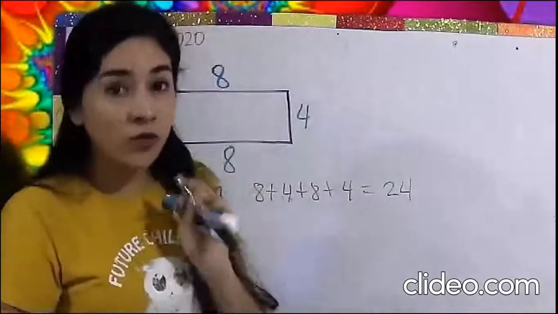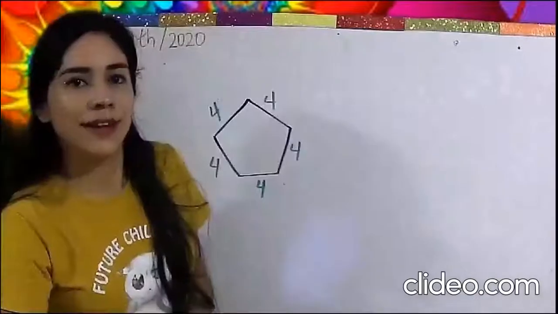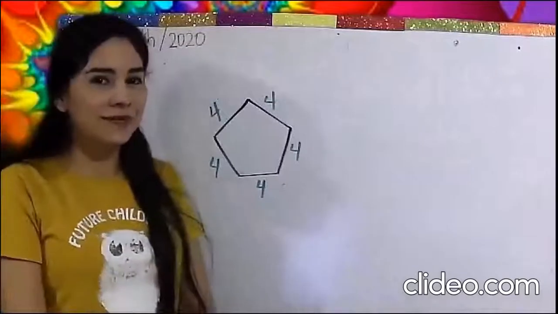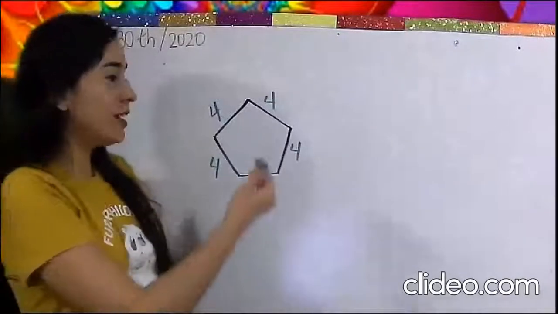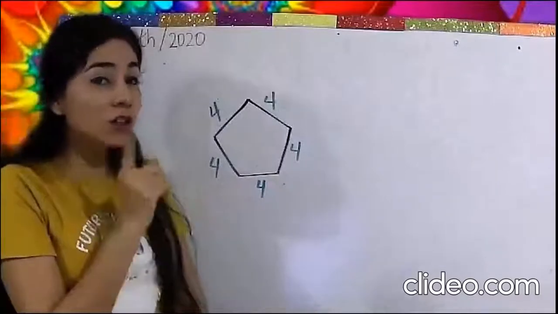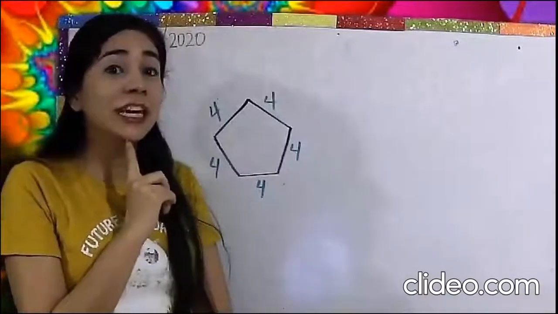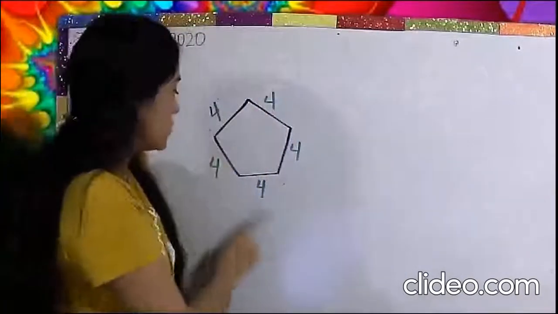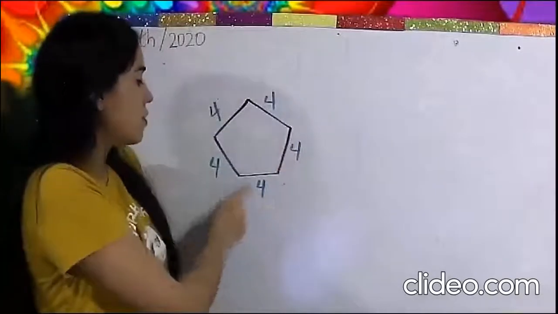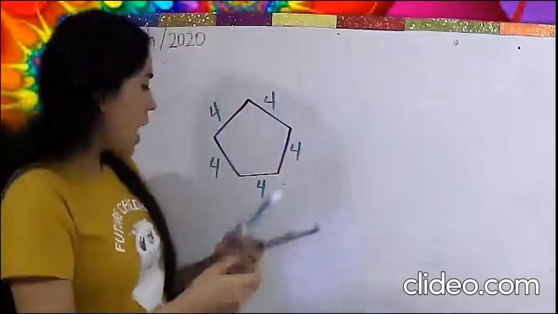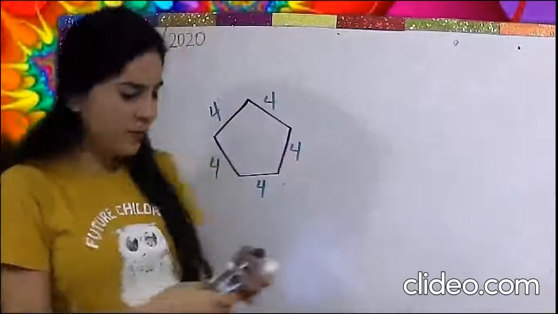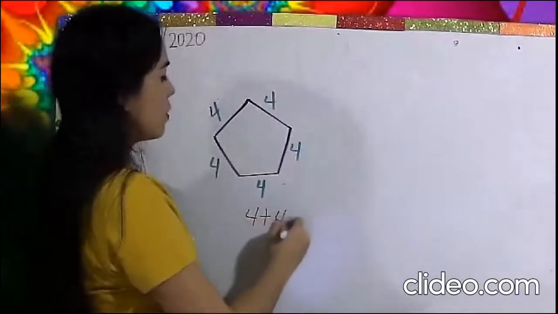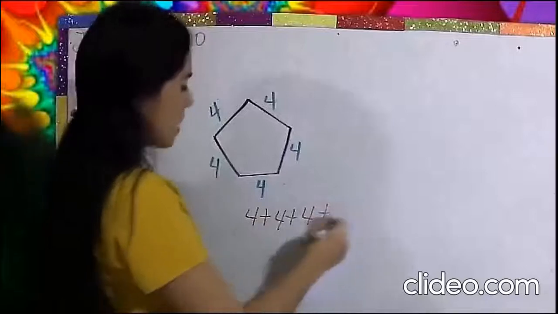Now, I'm going to do another example. Now we have here a pentagon. Is the pentagon regular or irregular? Okay, this shape is regular because, pay attention, there are pentagons that are irregular with different sides. But here, we can see that it is regular because it has 4, 4, 4, 4, 4. Okay, so how do we do it? What is the perimeter? Let's add all the sides.